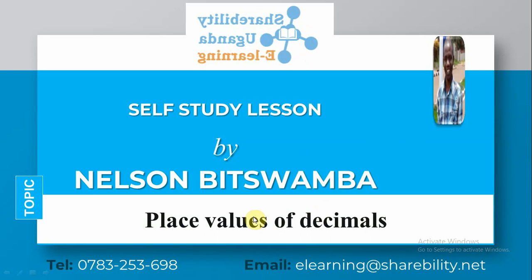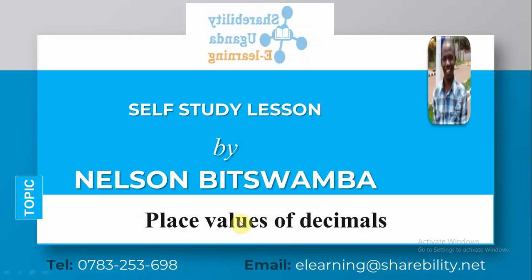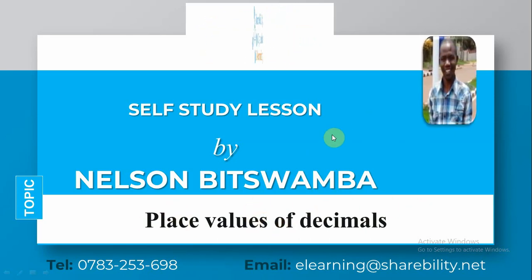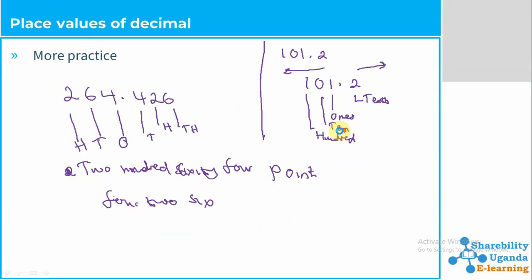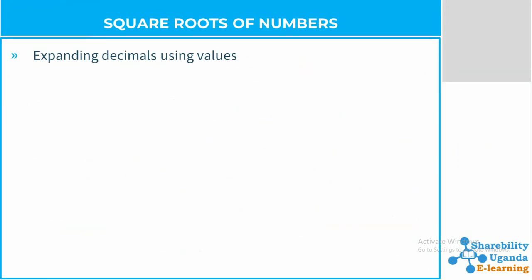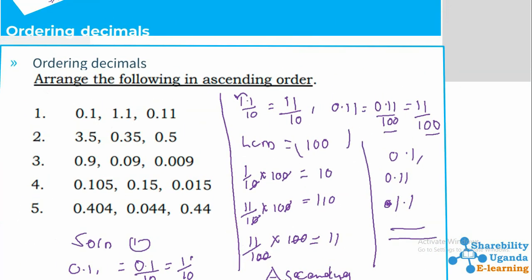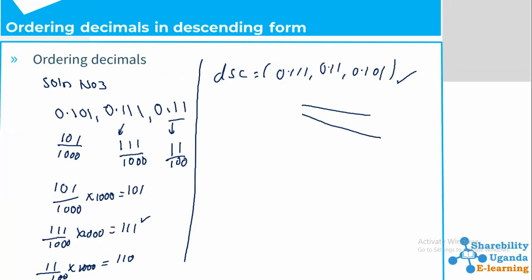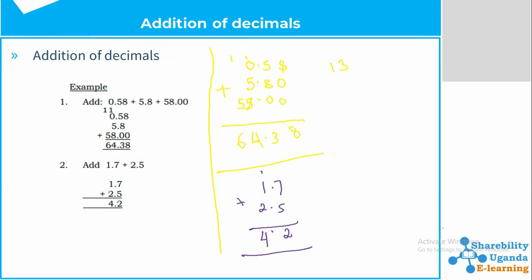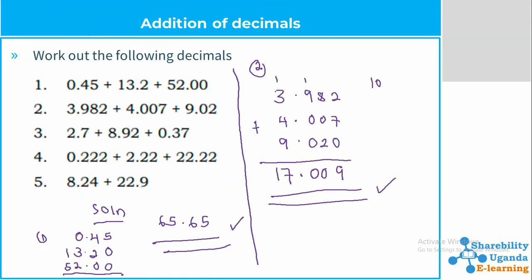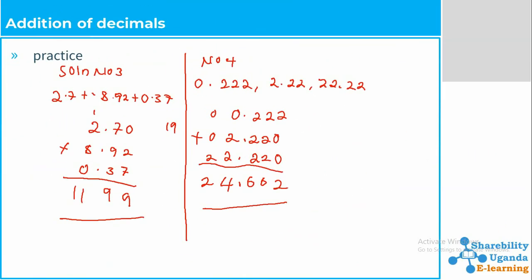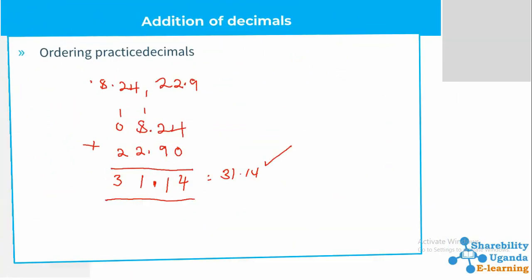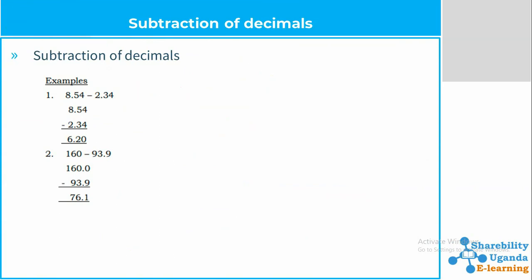So we are still looking more at place values of decimals. We had looked at a variety of examples concerning place values. So we are on operations of these place values. In this operation of place values, we looked at addition and worked out some examples. So in today's lesson, we want to make sure that we handle what we call subtraction of what?